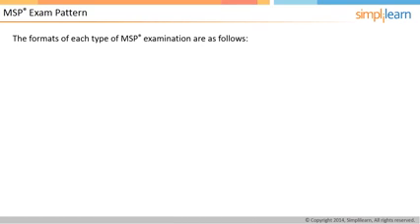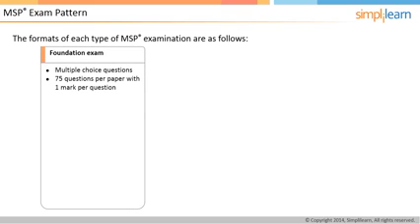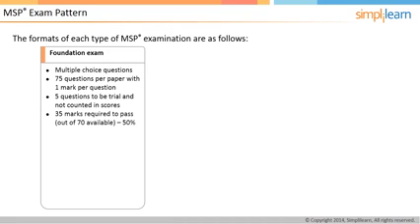Let us look into the format of each level of exam. The foundation exam comprises 75 multiple-choice questions with 1 mark per question. Each question will have 4 options with 1 being correct. 5 questions will be for trial and not counted in scores. 35 marks are required to pass out of the 70 marks, which is 50% of the total. The duration of the exam is 60 minutes and will be a closed book exam.